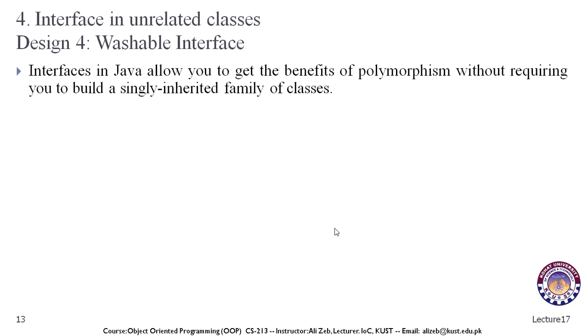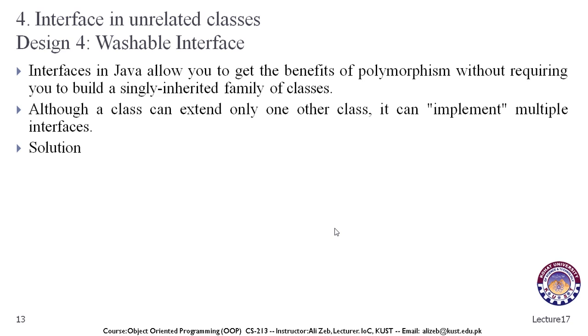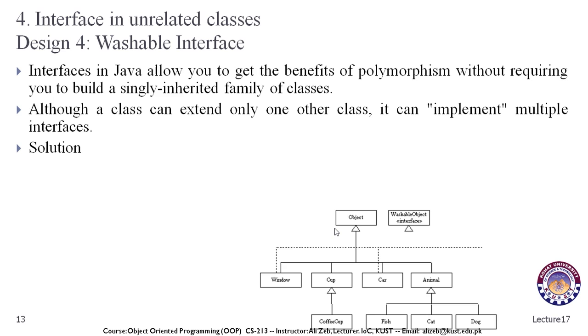Now, how can we improve the design? By using an interface. So we create a washable interface. Interfaces in Java allow you to get the benefits of polymorphism without requiring you to build a singly inherited family of classes. Now, if we were allowed to use multiple inheritance, maybe we could have taken advantage of that. But Java allows us to use interfaces. Although a class can extend only one other class, it can implement multiple interfaces.